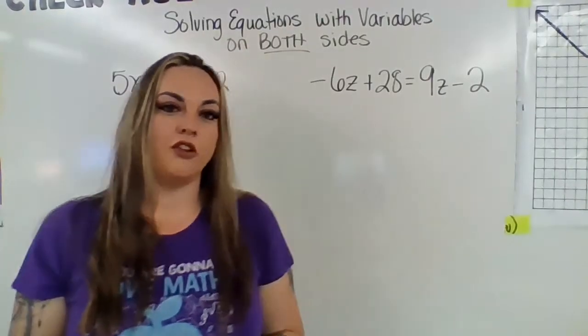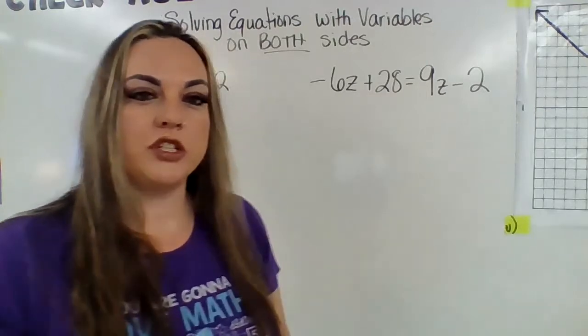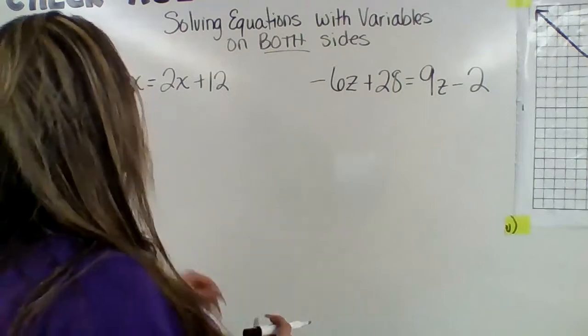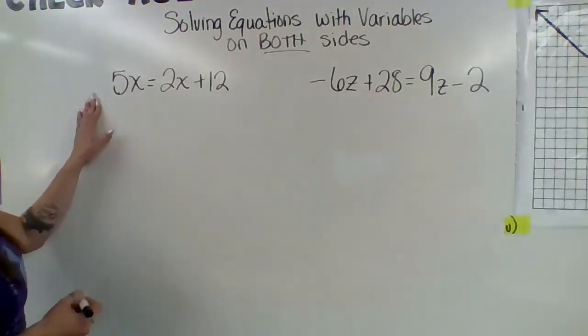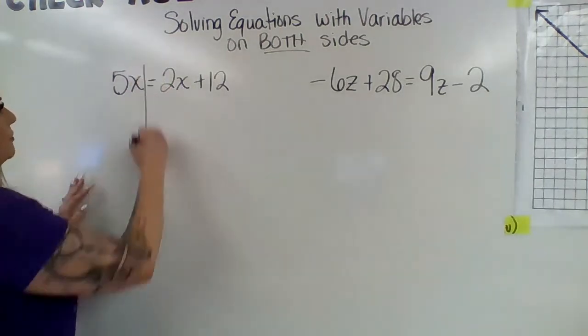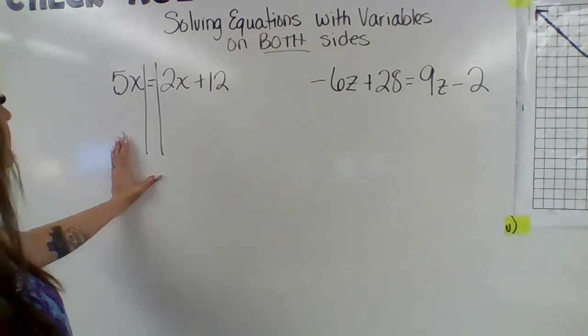Now that we know how to solve equations with a variable, we're going to look at some equations that have a variable on both sides. So let's take a look at this one: 5x equals 2x plus 12. We're going to start by putting our lines down the equal sign to stay organized as we solve.